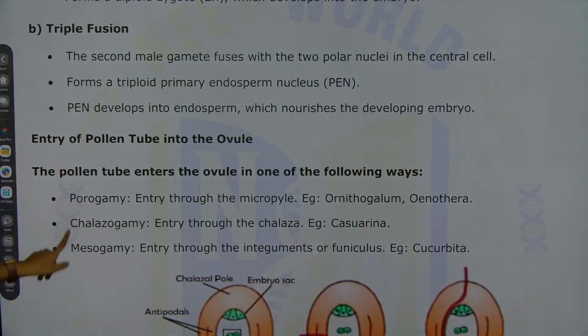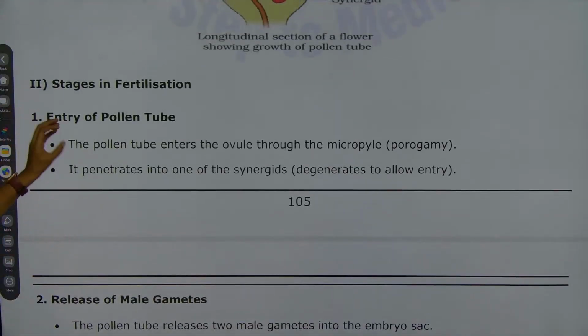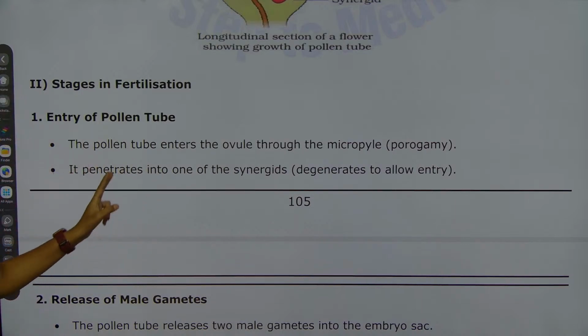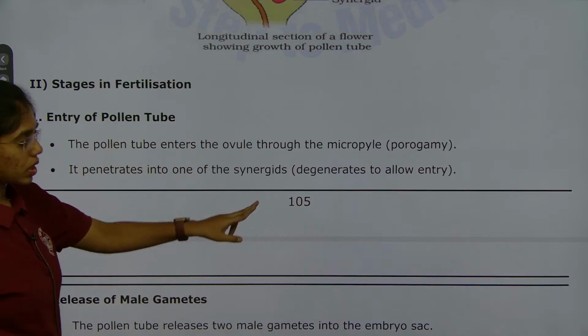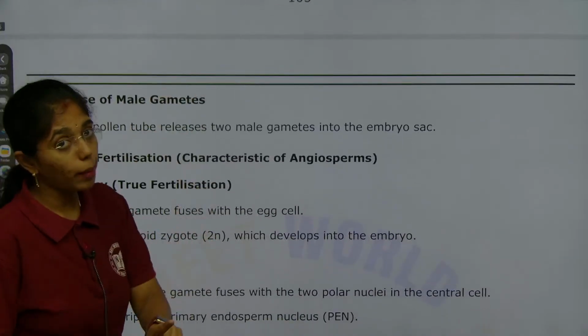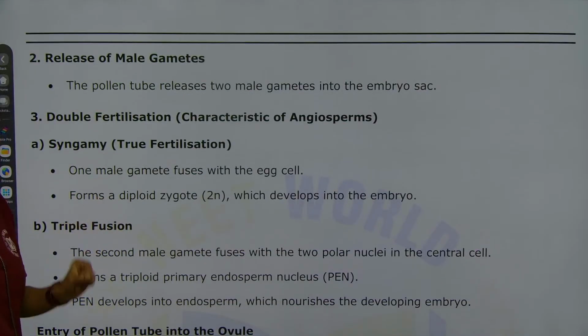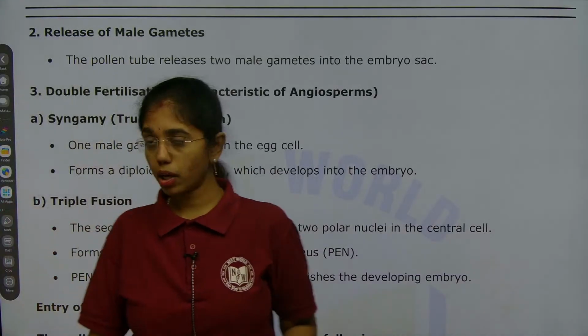So the very first point that you will describe when you are starting about the stages of fertilization is entry of pollen tube. The pollen tube enters the ovule through the micropyle in most of the angiosperms. It penetrates into the synergids, wherein the filiform apparatus will be degenerated. One of the synergids will be degenerated because of the entry of the pollen tube. Then there is release of the male gametes into the embryo sac.